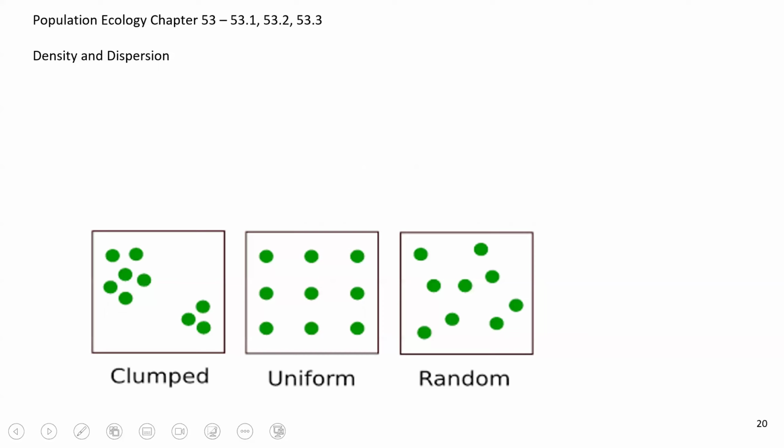Dispersion, we looked at three different examples. We looked at clumped, we looked at uniform, and we looked at random. Clumped is when there are locations that are more favorable. So, for example, if you have a forest floor, the mushrooms are going to grow maybe on a log. Starfish are going to be found in tidal pools, cracks in a sidewalk where plants can grow.